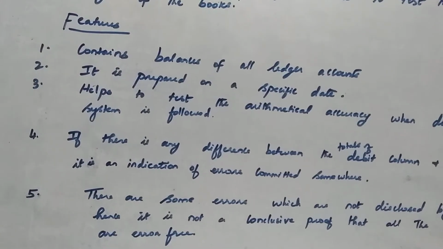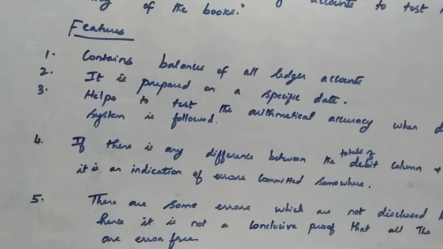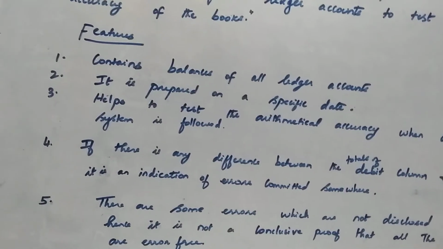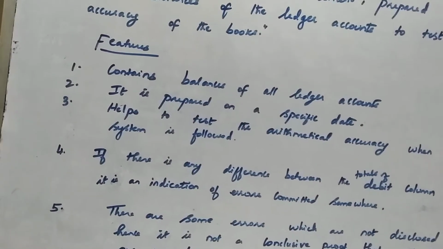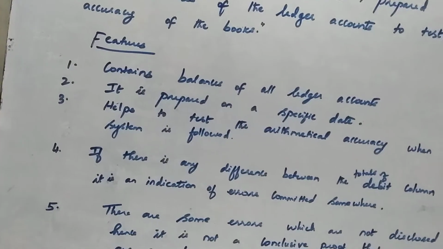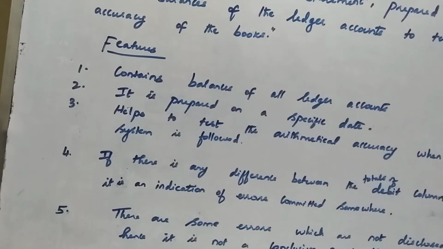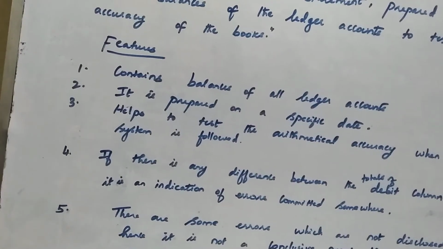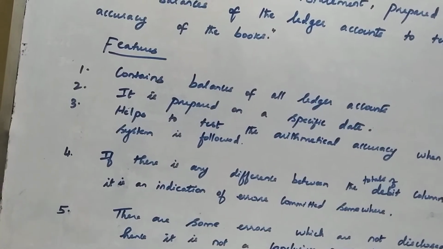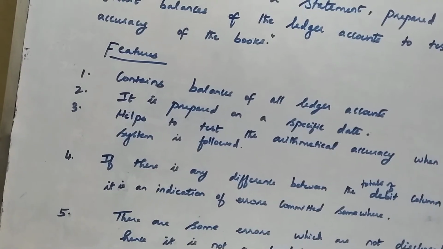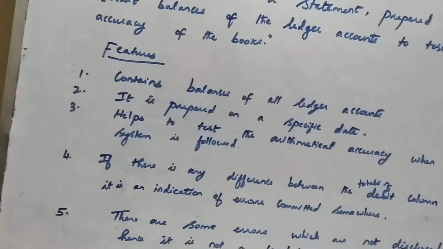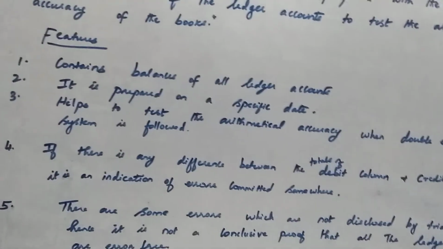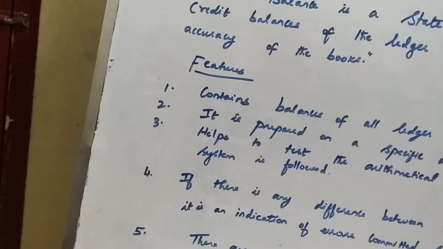Similarly, instead of crediting, you would have debited some account. If the amount matches, then the trial balance gets tallied. Those compensating errors cannot be disclosed by trial balance. That's why we can say that certain errors are not disclosed by trial balance.